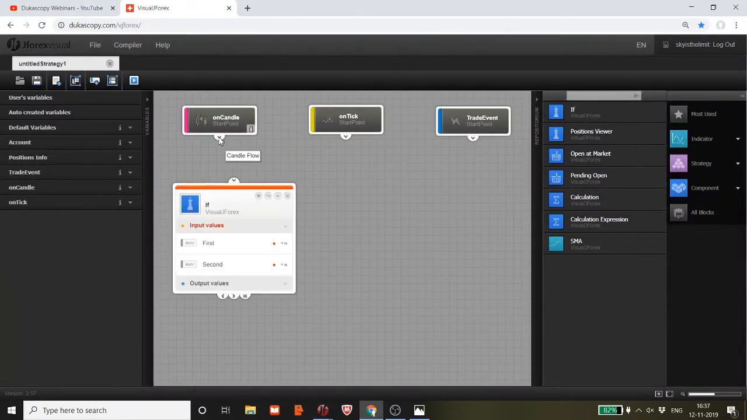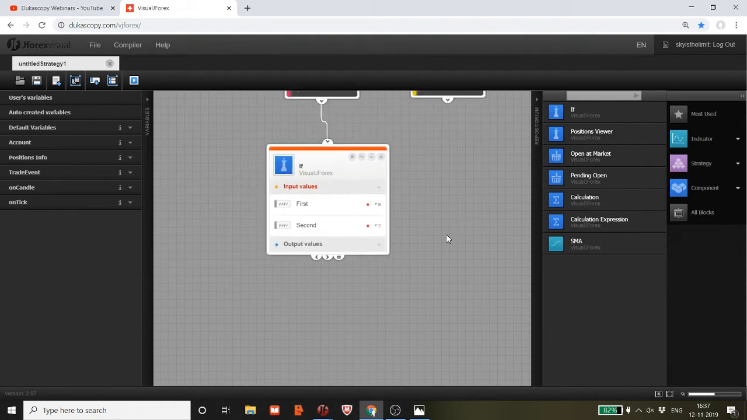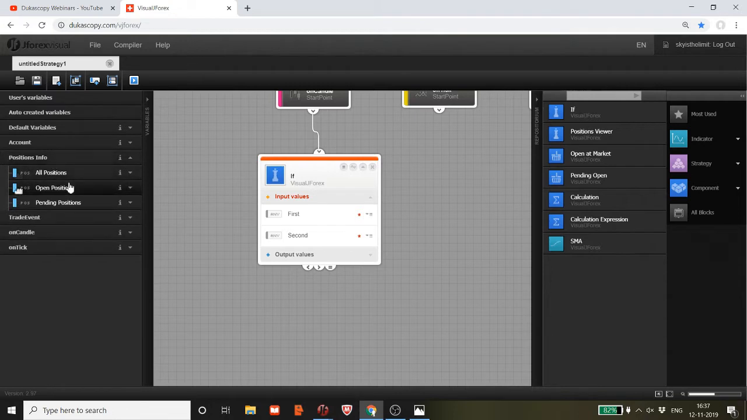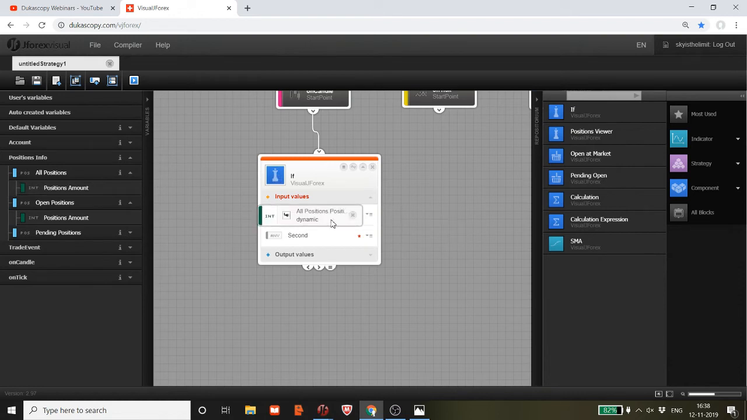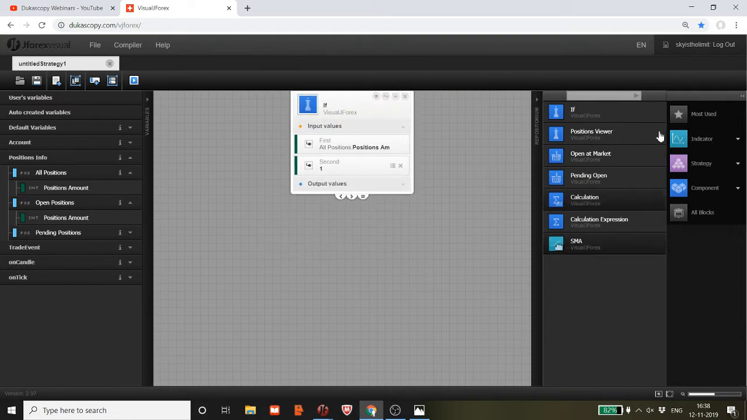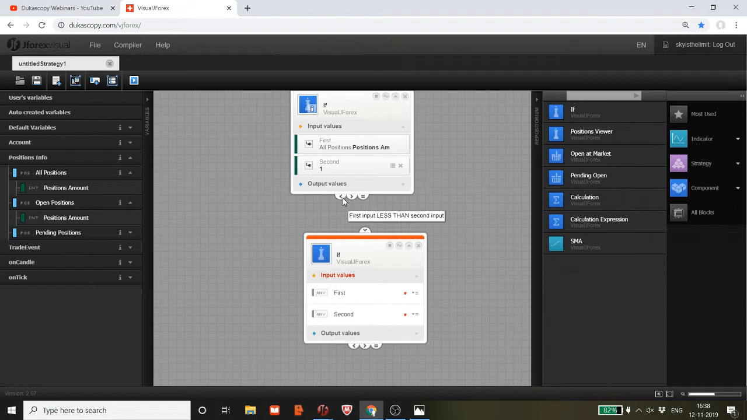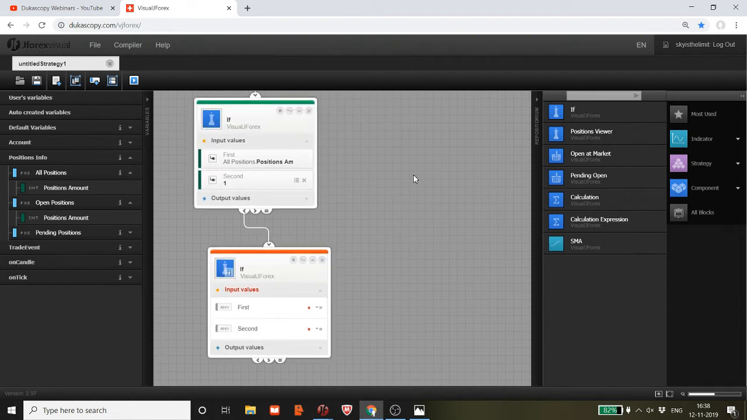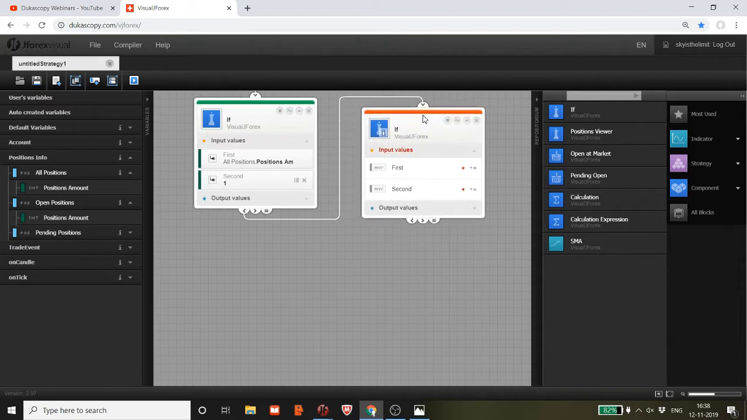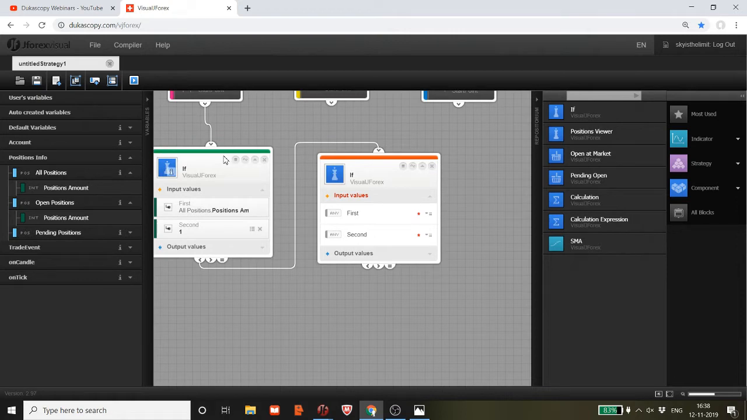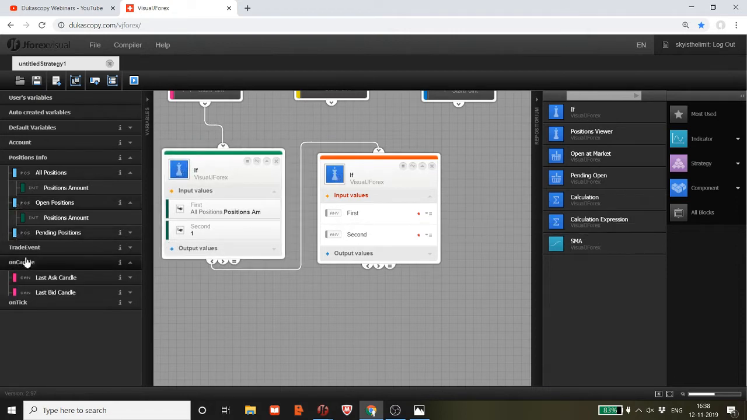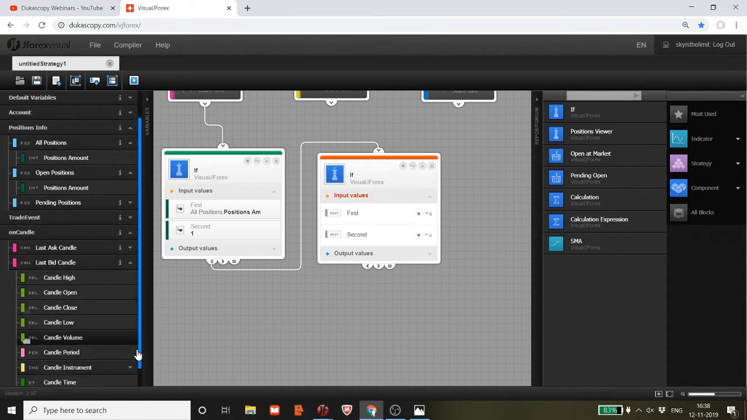Now begin with the on candle. I will connect it with the E block. Here I will define the positions: open positions, all positions, position amounts, that should be less than 1. Then use another E block to define the candle period: on candle, last candle, and the candle period will be daily.